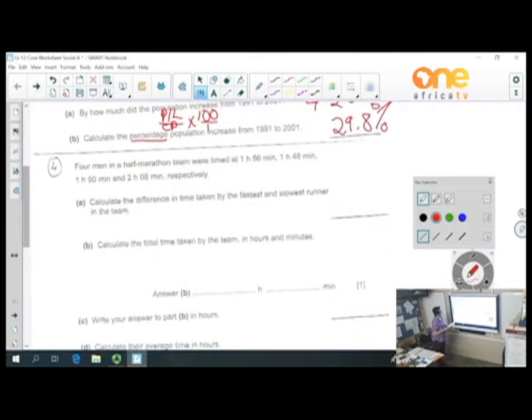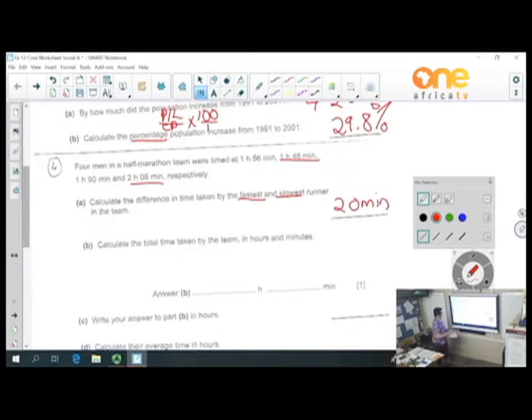Right, question 4. 4 men in a half marathon team were timed. There's all their times respectively. Calculate the difference in time taken by the fastest and the slowest runner in the team. So which one was the slowest one? Obviously this one, isn't it? And the fastest one? That one is the fastest one. So if we subtract the 2 times, remember there's only 60 minutes in an hour. The difference is 20 minutes between the 2 there.